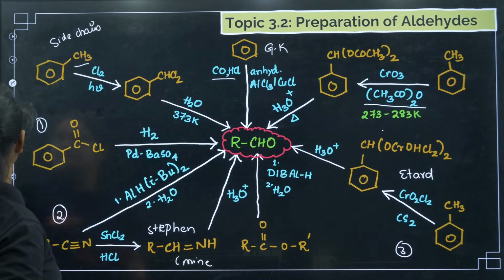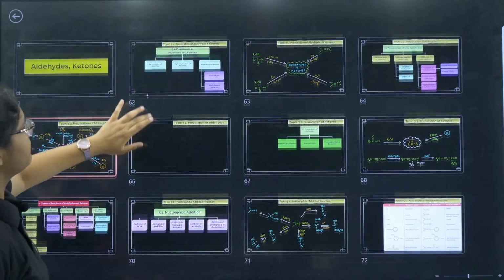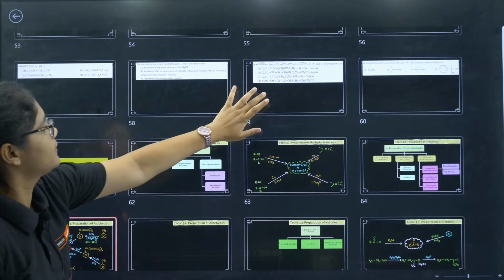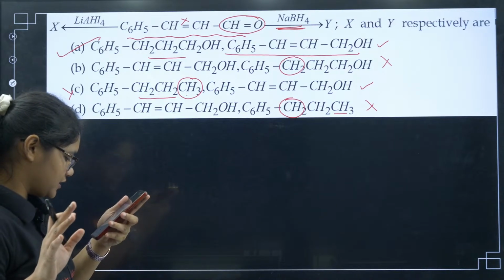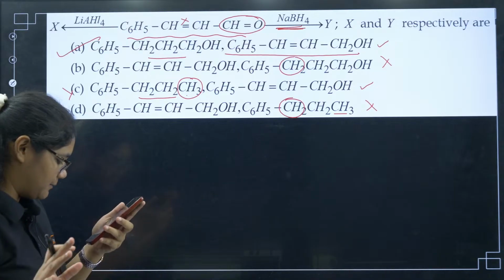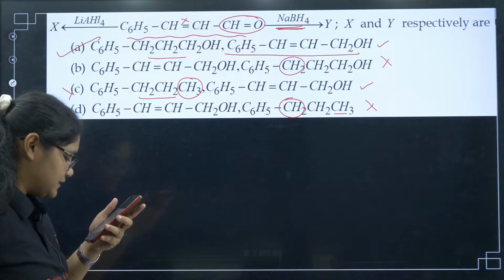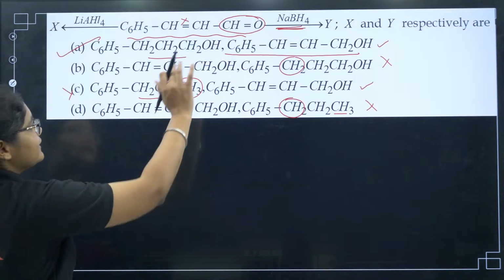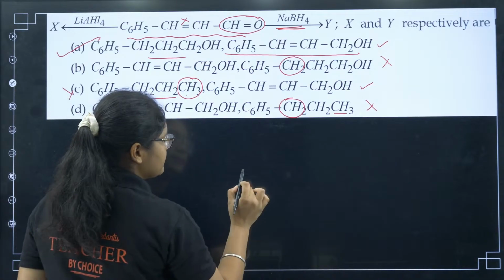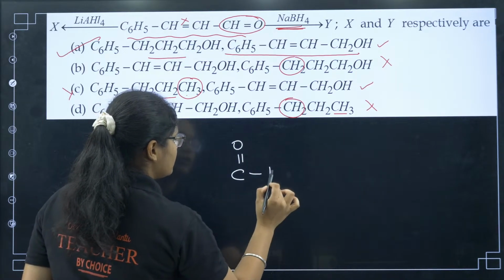I can see some doubts in the previous question. Let me go back. This question, I think Chida Junjaya, sorry if I am pronouncing your name incorrectly, has a doubt: is the cinnamaldehyde double bond reduced by LiAlH4? Why? Please tell.